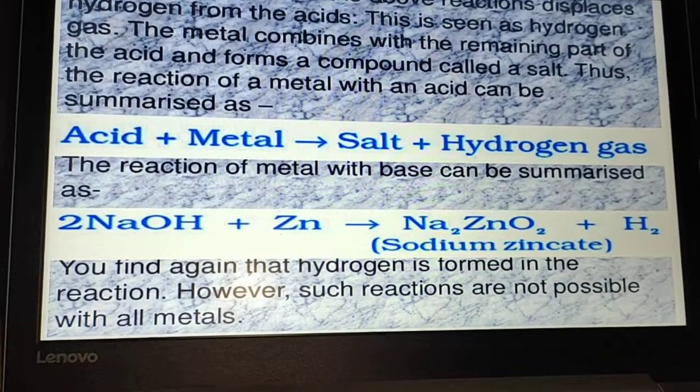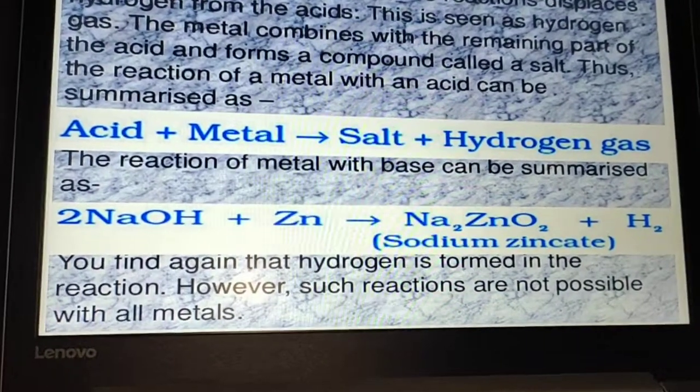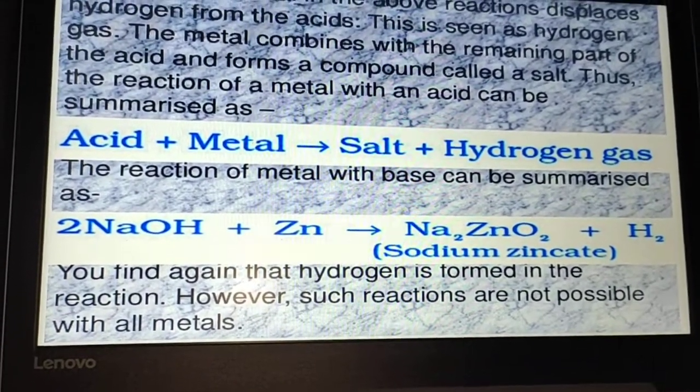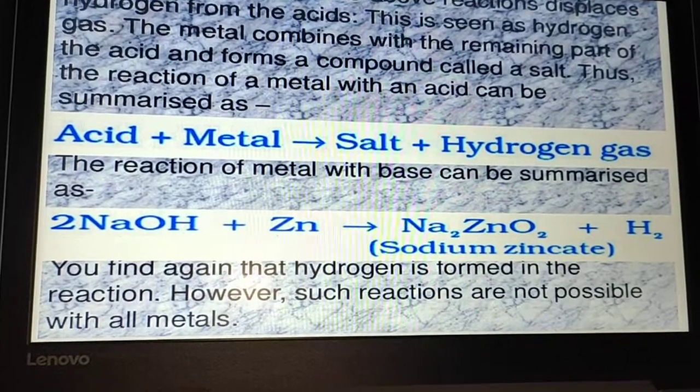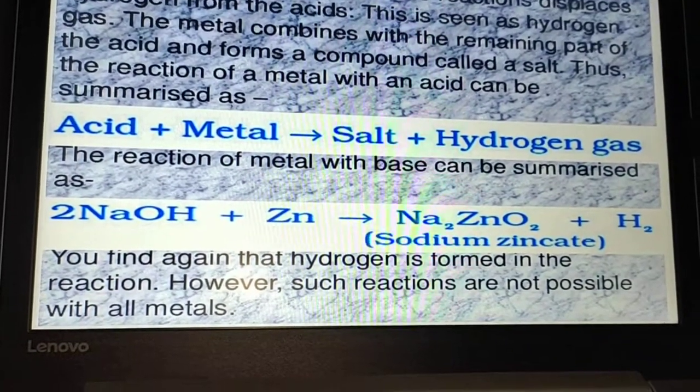Na2ZnO2 plus H2. So this is your sodium zincate. You have to learn this formula and the name: Na2ZnO2, that is sodium zincate. You find again that hydrogen is formed in the reaction.